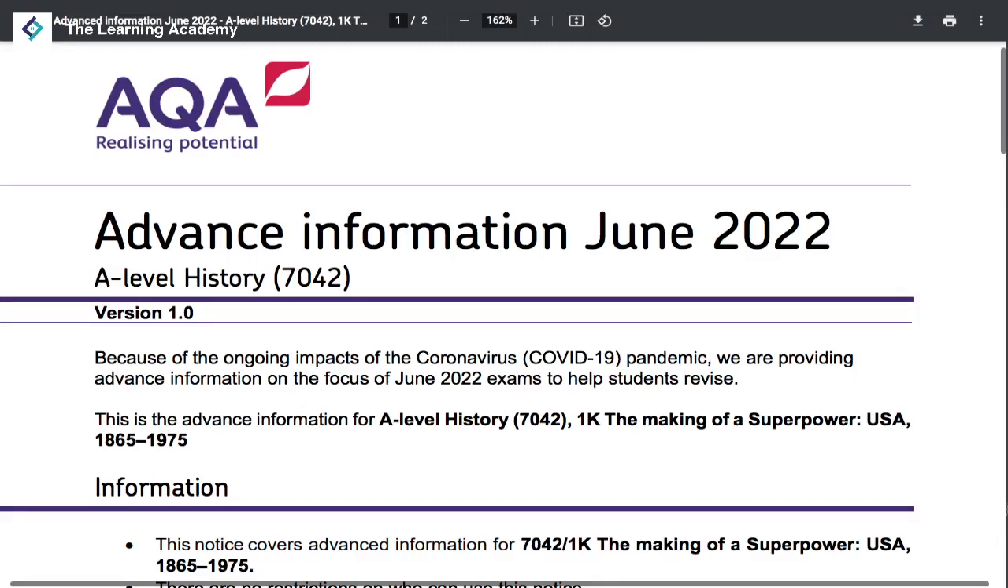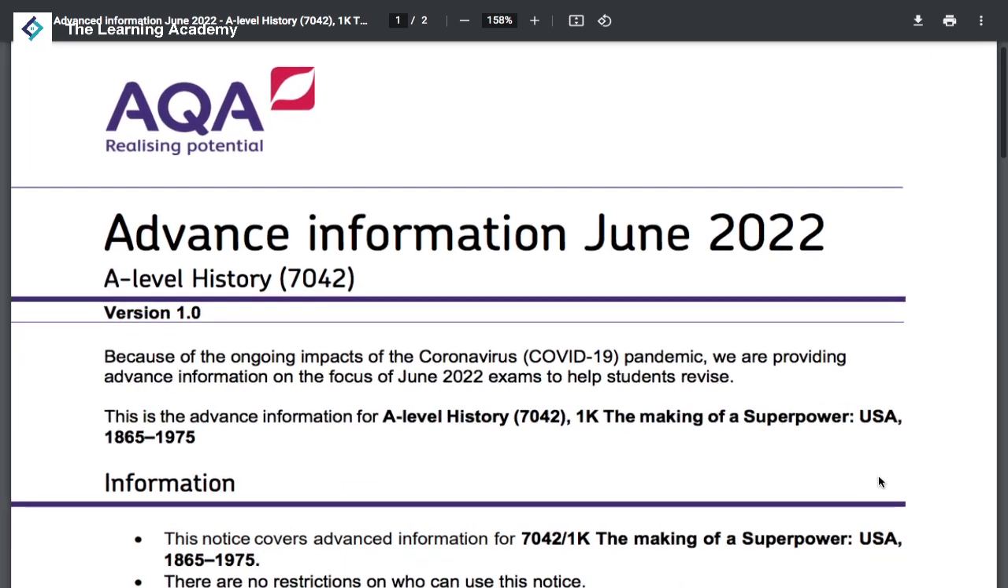As a result of the coronavirus pandemic, exam boards have taken it upon themselves to release what we call advanced information for the exams that are coming up for A-Level and GCSE in summer 2022. What the advanced information is supposed to do is give you all of the points on the specification that they are going to draw from when they are asking their exam questions. So it gives you a head start and forewarning as to what you should be focusing on when it comes to your revision.